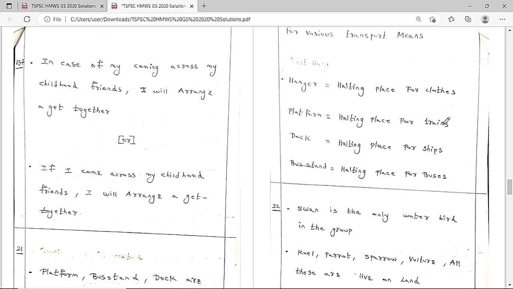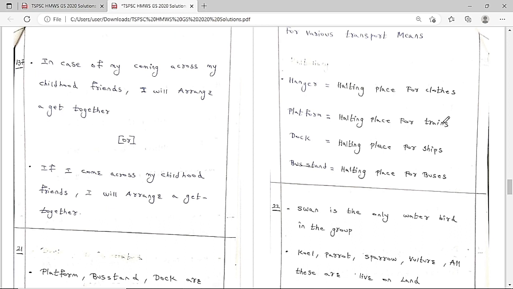You always have to keep these things in your mind. A hangar is a halting place for aircraft, a platform for trains, a dock for ships, and a bus stand for buses. In the park, people are going to go and enjoy themselves. So park is the only one with a different meaning compared to the remaining three. This is the correct solution to this question.